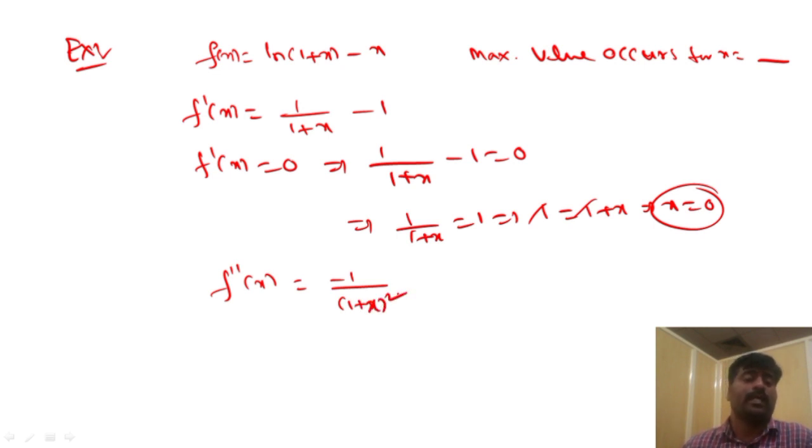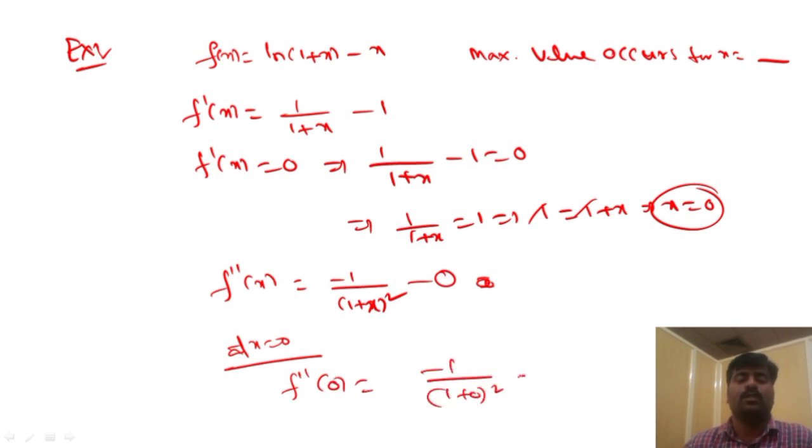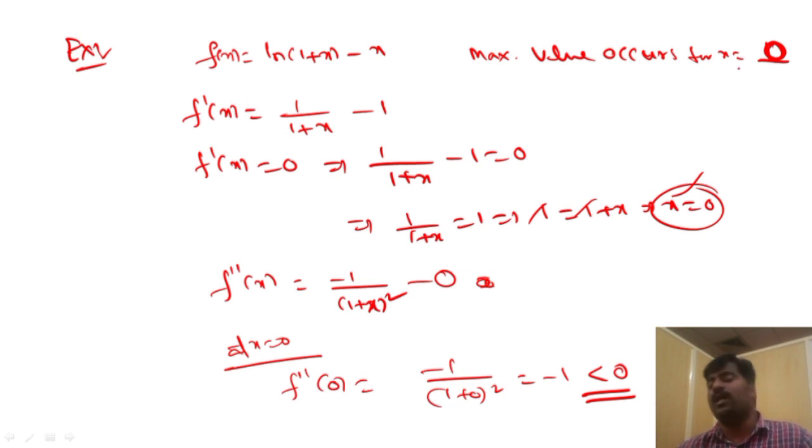So the derivative of 1 by 1 plus x is minus 1 by (1 plus x) whole square, and the derivative of 1 is 0. So at x equal to 0, f double dash of 0 will be minus 1 by (1 plus 0) whole square. This will be minus 1, less than 0. So that's why at x equal to 0, the maximum value occurs.